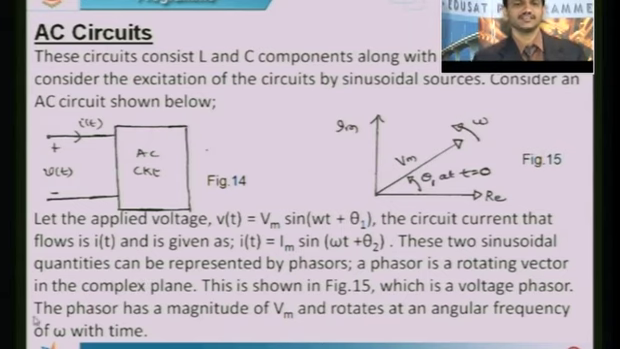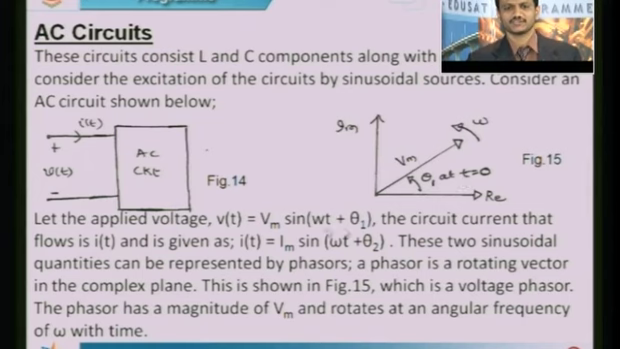This is in the course of analysis. What we do is consider these sinusoidal quantities to be phasor quantities, to help the course of analysis. These two sinusoidal quantities can be represented by phasors. Then what is a phasor actually? A phasor is a rotating vector in the complex plane, just like the one which is shown here.